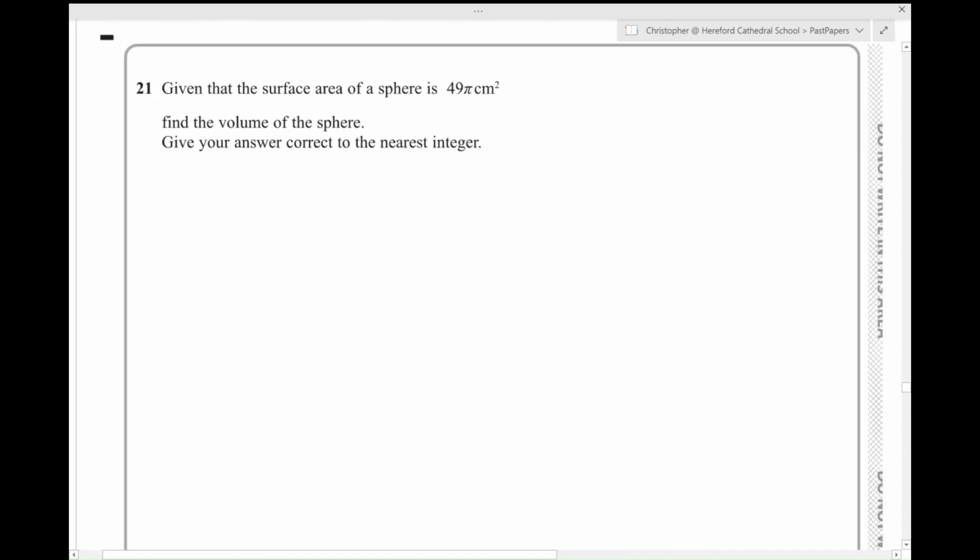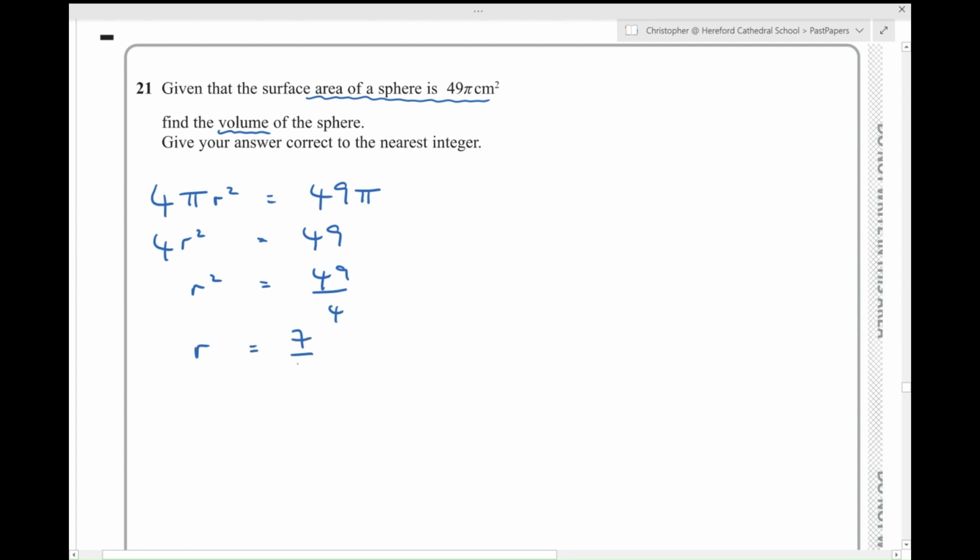21. The surface area of a sphere is 49 pi. Find the volume of the sphere. Well, I know that the surface area of a sphere is given by the formula 4 pi r squared, because that's the formula at the front of the paper. So 4 times pi r squared equals 49 pi. Divide both sides by pi. 4r squared equals 49. Divide both sides by 4. r squared is 49 over 4. Square root both sides. r is 7 over 2.